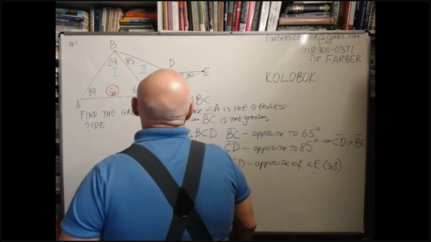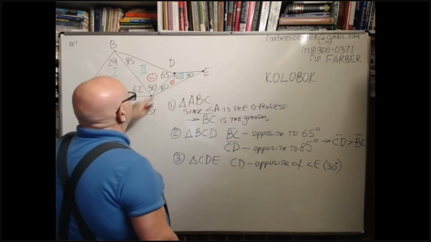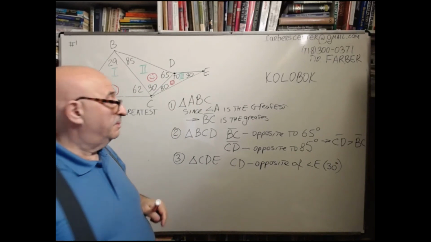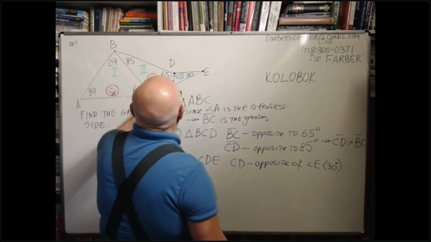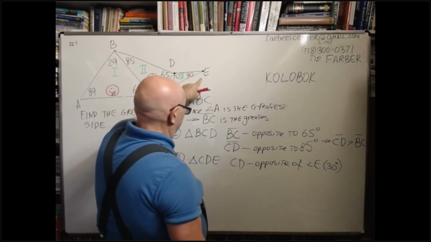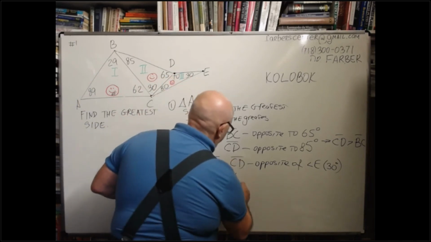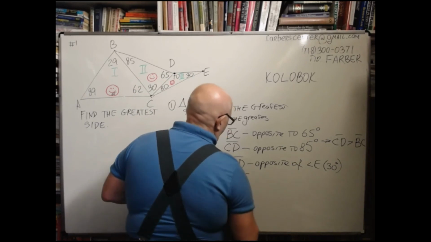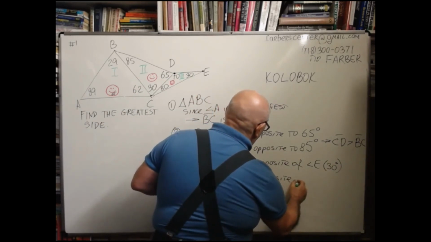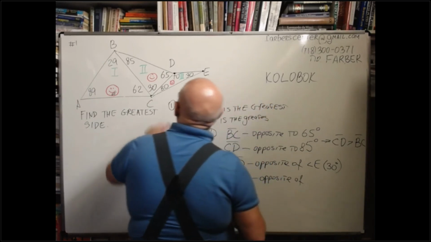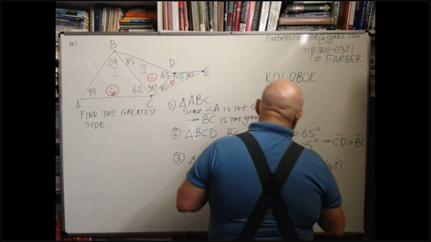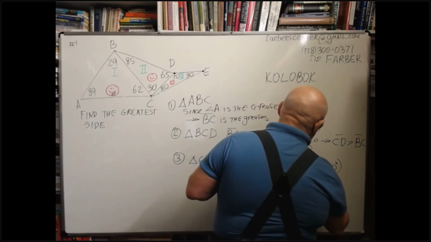But in this triangle, you have another side. You remember how they trick you? They make it not to scale. You see that against 80 degrees, we have DE. And DE is opposite of 80 degrees, or angle C, 80 degrees.